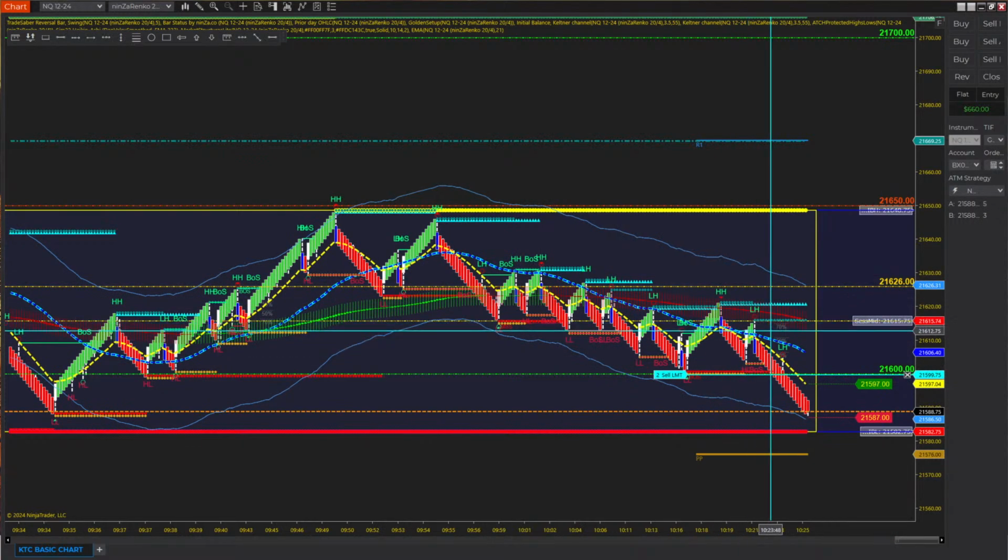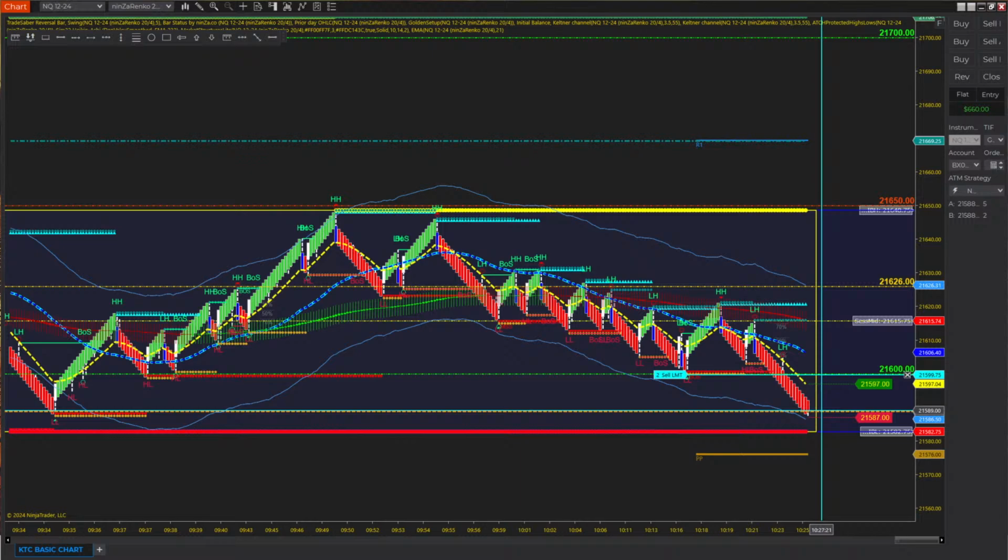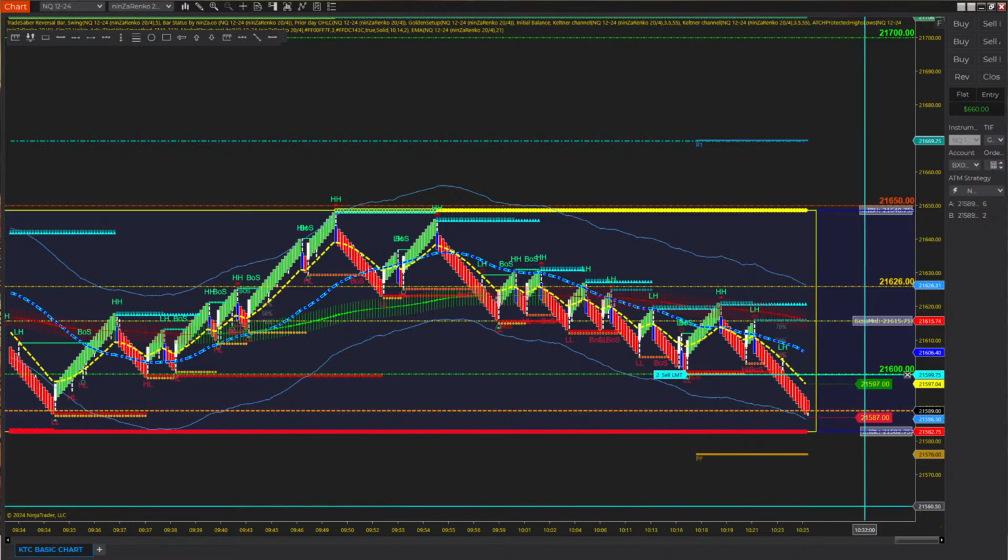So again, we're getting lower highs. That's good. Getting lower lows. We want to see a pullback here. Let's see if we get a pullback here at the low.